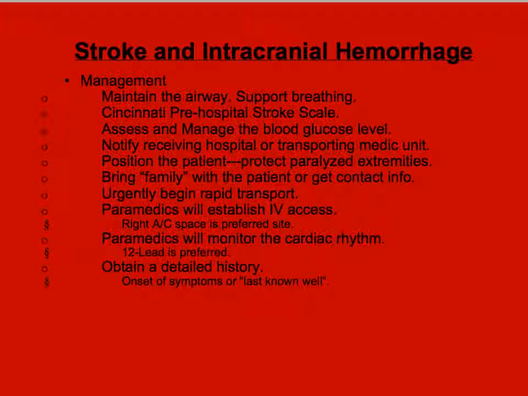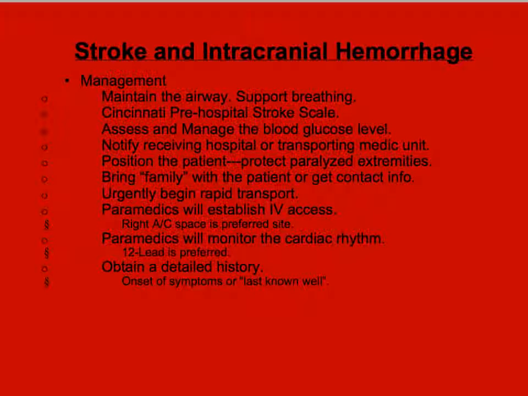We should position our patient with protection to the paralyzed extremity. We probably don't want to do blood pressures in that extremity unless we just have no other choice. There's some evidence that those blood pressures in the affected or weak side extremity are not accurate. We want to know when the patient was last known well, and so one of the key things is to bring family or friends with the patient, or at least get a cell phone number or good contact information for them, and urgent, rapid, efficient transport.